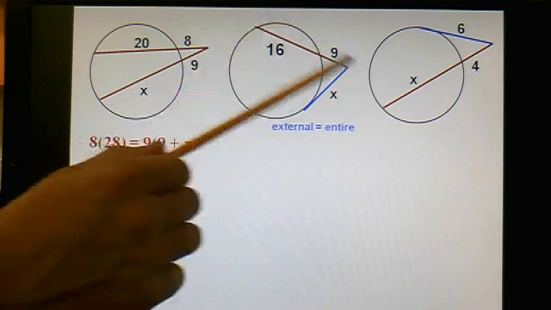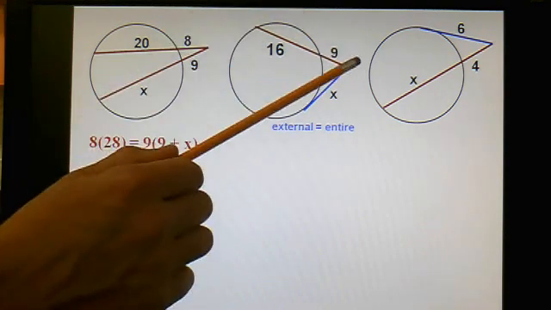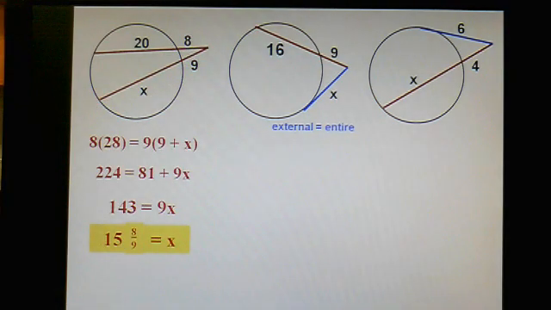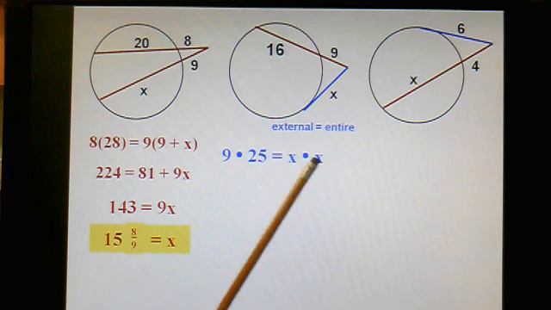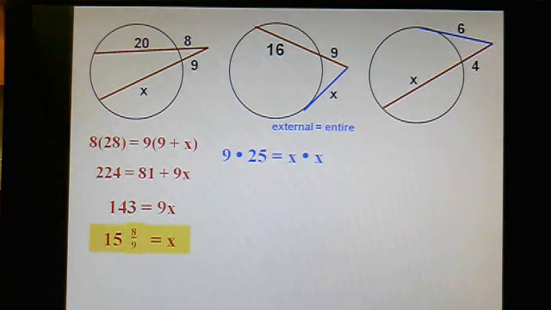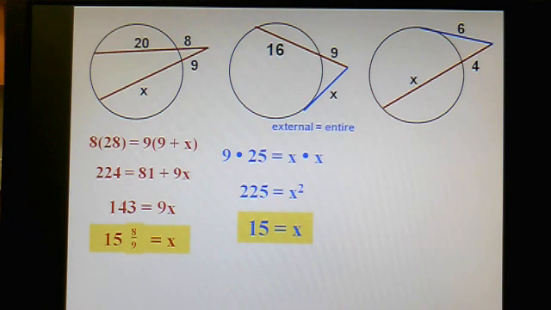And the secant situation is still the same. It's still 9 times 25 times that entire length on there. But again, this is where quadratics come up. You know, this is going to be x times x, or x squared, and 9 times 25 is 225. And of course, you know your perfect squares. Take the square root, and you know that's positive 15. And negative 15 wouldn't work because the length can't be negative up here.